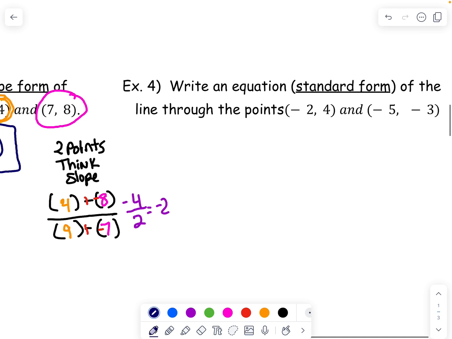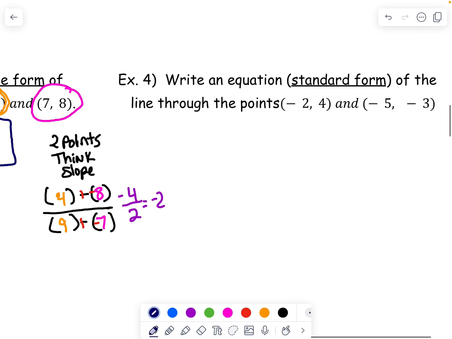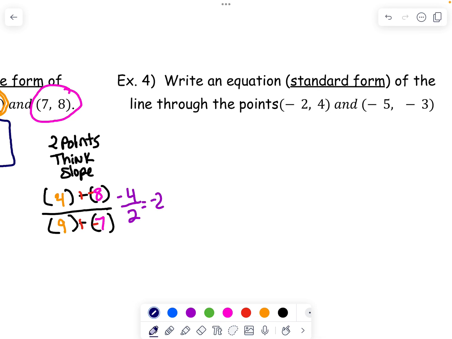Write an equation in standard form. Now, standard form doesn't really have anything that helps it put together. So we are either going to start in slope intercept form or point slope form, and we get to decide, and then we're going to manipulate it. So what do we have? We have 2 points. Guess what I said? 2 points, think slope. So we're going to go ahead and find the slope.